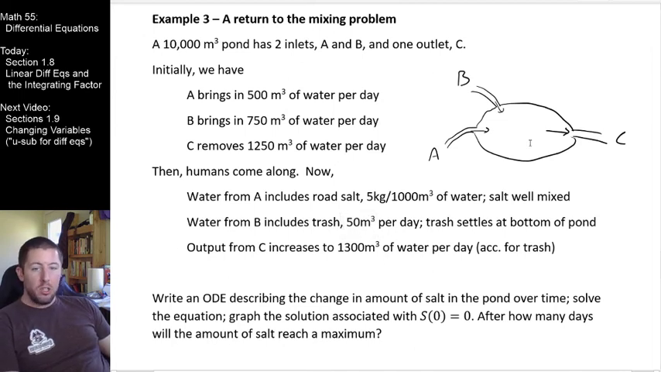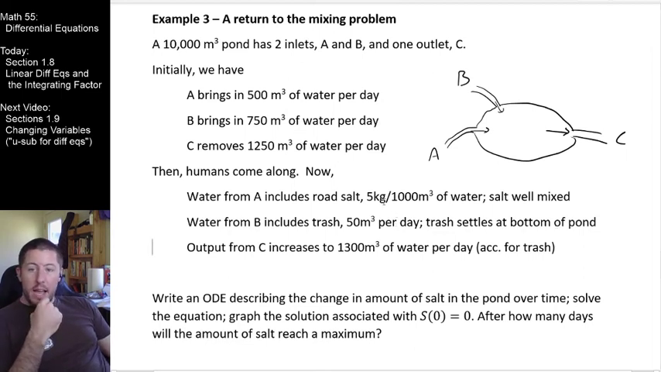Now, the difficult thing about trash, if you guys have ever seen a pond, is that all it takes is a couple sticks sitting at the outlet at C and the trash kind of gets stuck right there, right? So our assumption with this is that once this trash flows into the pond from B, it doesn't really have a way to flow back out. It's just going to settle at the bottom of the pond.